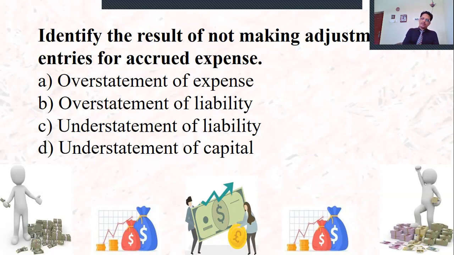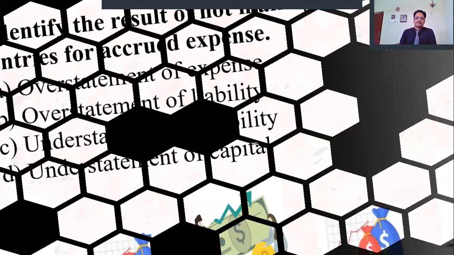Another option is understatement of liability and understatement of profit. Another is overstatement of liability and understatement, like that options will be there. In that case, the correct answer is overstatement of profit and understatement of liability. But in this question only one side effect is given, understatement of liability, because overstatement of profit is not given. Otherwise, there would be two answers. So go through exactly what happens and find the answer.